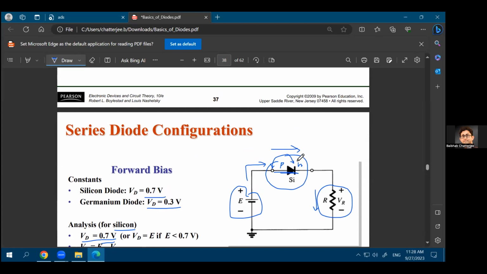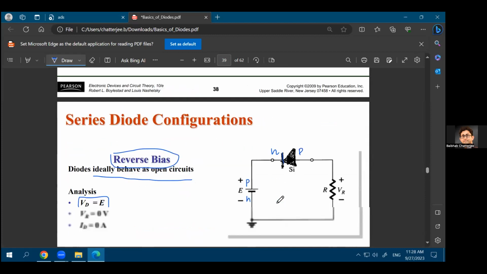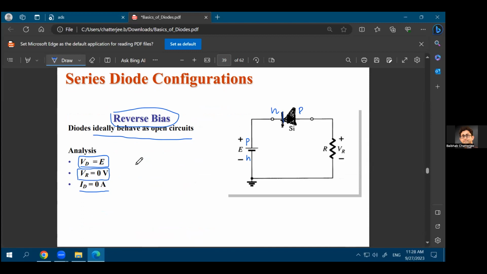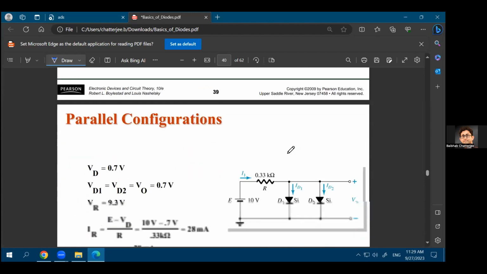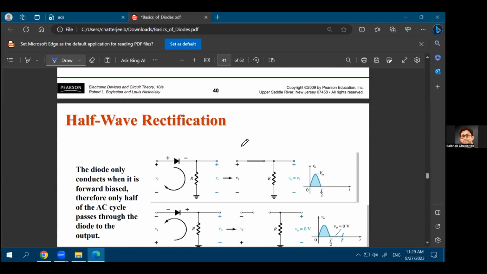So I looked into the two scenarios, when the diode is forward bias and when the diode is reverse bias. How do you mathematically analyze this? The reverse bias is probably the easiest one to analyze because the entire voltage drop happens across the diode, because the diode acts as an open circuit and there is no current flow through the circuit. You can also have parallel configuration of the diodes. So we'll probably stop after this slide.